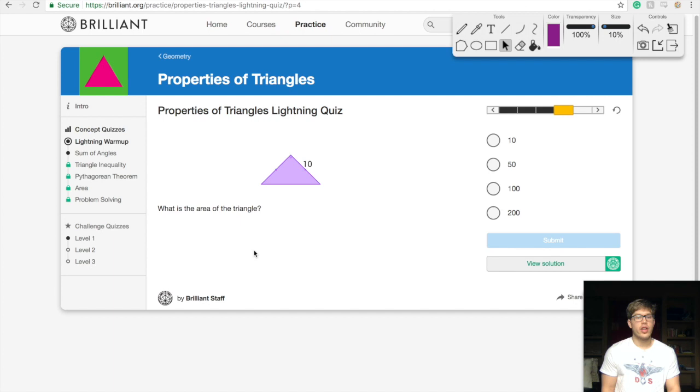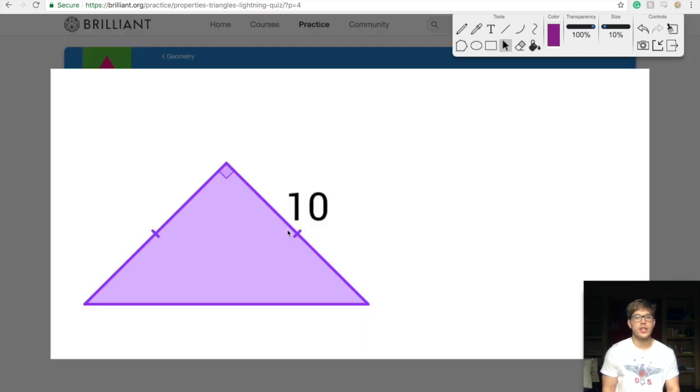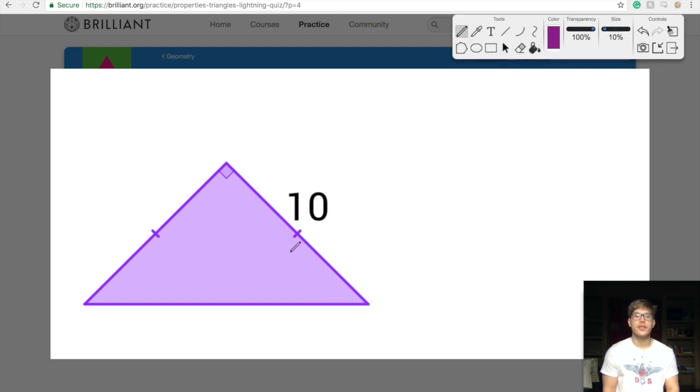What is the area of this triangle? So this is checking to know if you know if these little lines here indicate that the side lengths are equivalent. And so this side must also be 10. So it's also maybe checking if you know how to turn the triangle visually.